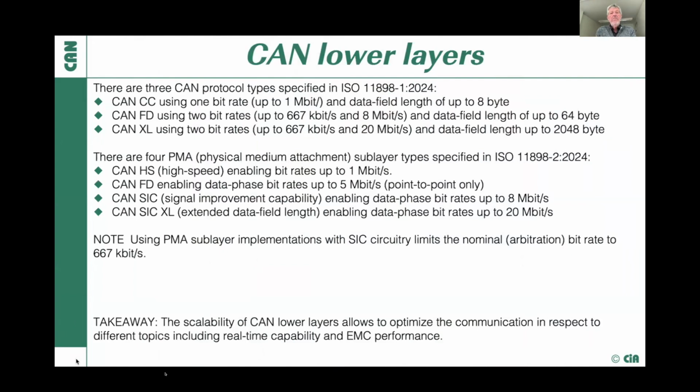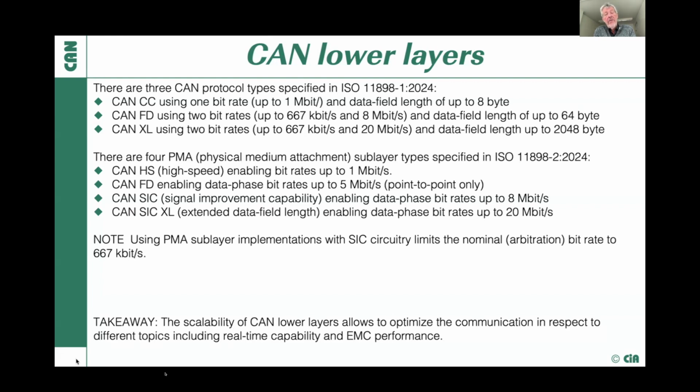It was already mentioned by Thilo that we have 3 different protocol types at the moment specified internationally. This is CAN CC or CAN Classic, using 1 bit rate up to 1 megabit and data field lengths of up to 8 byte. We use CAN FD with 2 bit rates, up to 667 kilobit in the arbitration phase, and in the data phase up to 8 megabits per second, and we have a data field length of up to 64 byte if we're using so-called CiC transceivers.